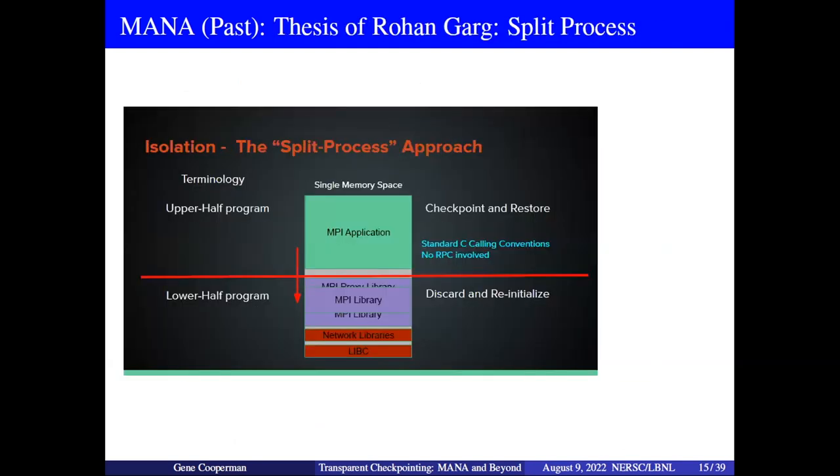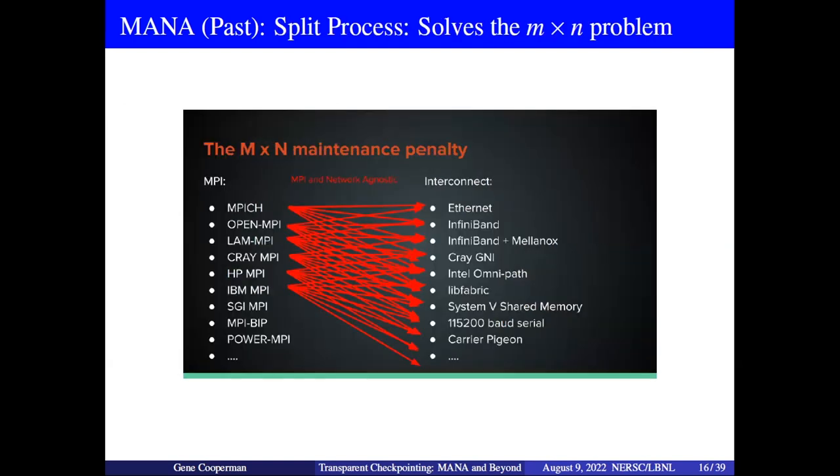Okay, good. So we've seen split processes. Split processes are important because they solve the M by N problem. If you have M different implementations of MPI, M for MPI, and N different implementations for the network, N for network, then what are you going to do if you want to truly support MPI in the future? The answer is you can't possibly handle all those M by N individual cases. So that's why we claim that we really need this idea of split processes. That's the only way going forward.